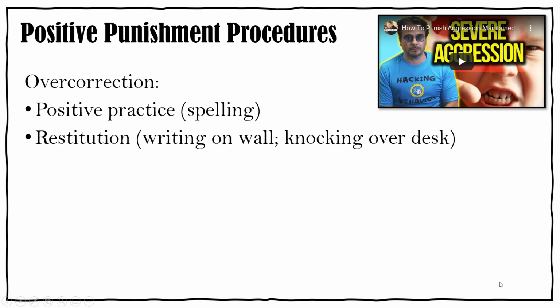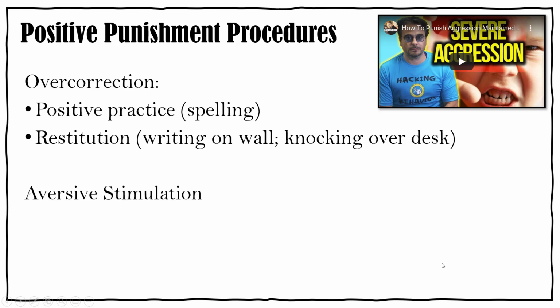Another example of overcorrection is what we call restitution. So this is when there's some type of damage to the environment, and you have them restore the environment to what it looked like before the damage and then make it better. So if you have a kid that writes on a wall or writes on the desk, you're going to have them clean that wall, clean that desk, and then clean all of the walls or clean all of the desks. If you have a kid that knocks over a desk, you're going to have him put his desk in the appropriate position and then go through and make sure all the other desks are in their appropriate position.